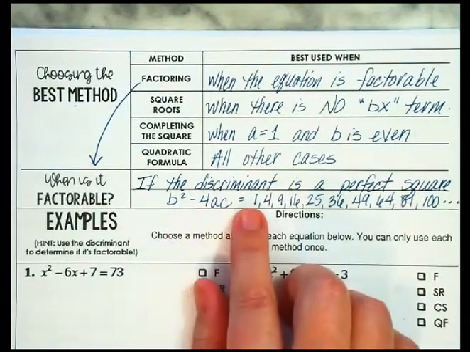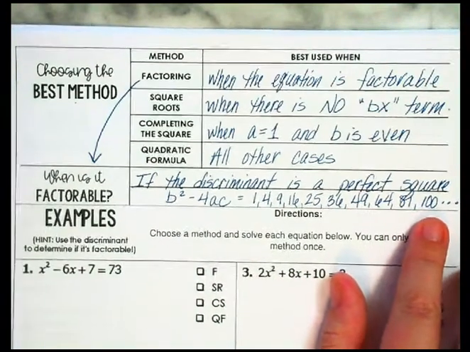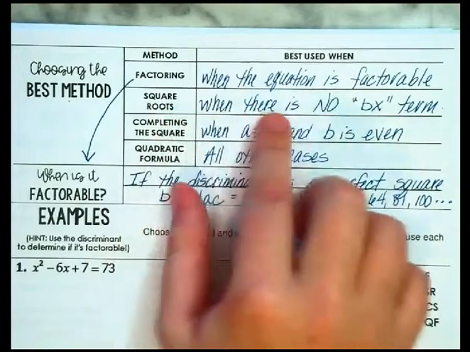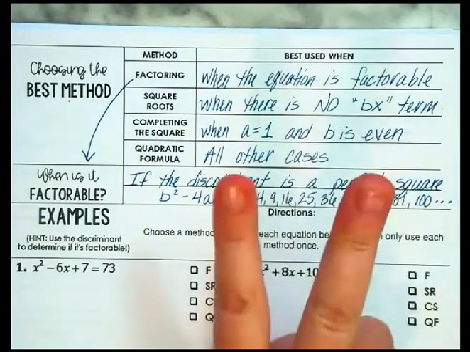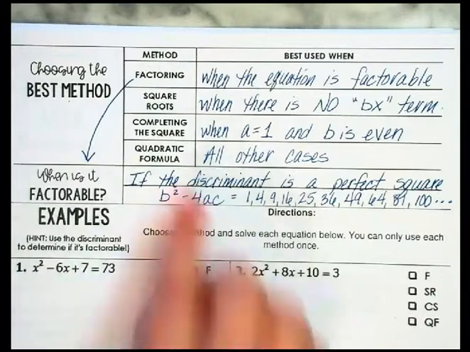And so I just put in our list of perfect squares. Obviously, there's more than this, okay? When do we use the square root method? When there's no bx term, okay? So if you just see two terms, ax squared plus c, then you can use the square root method.